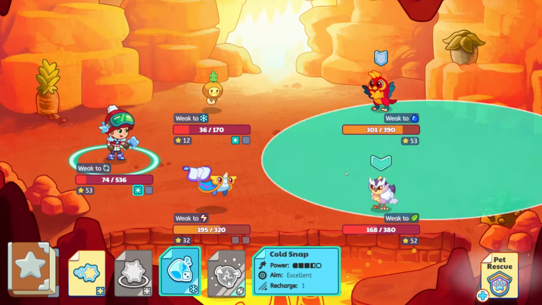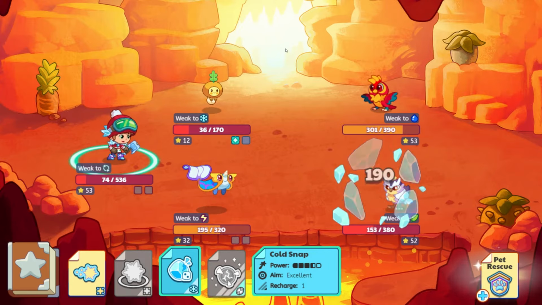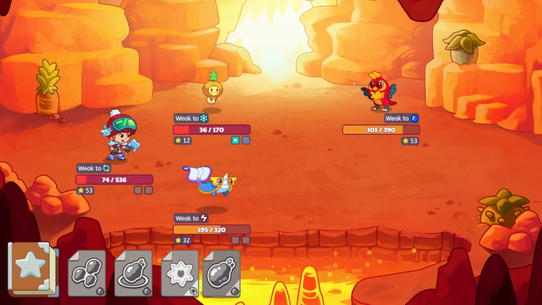Alright, let's just see where you land, Cold Snap. Is that enough? It is. So we can focus all of our energy on this Ashlet, which is great.